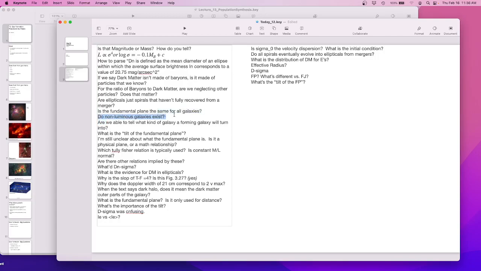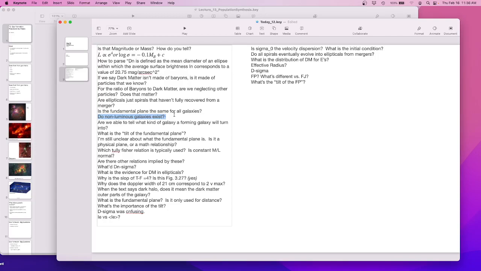I don't remember if I said anything about do non-luminous galaxies exist. Did I talk about this last time? I don't think I did. I think we did, yeah, briefly. Okay. Because don't they exist but are really hard to detect? Yeah. Okay. Cool. Yeah, it was at the end of class, and my brain is kind of winding down.